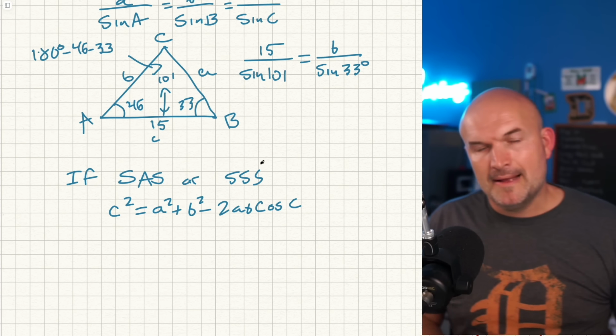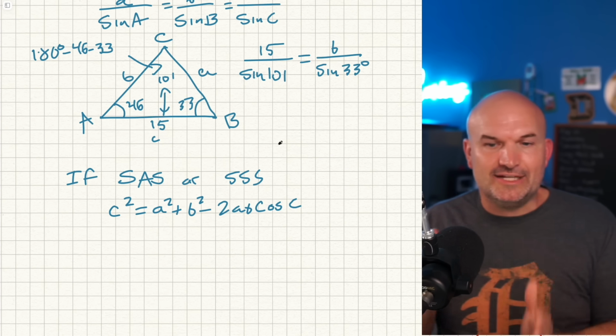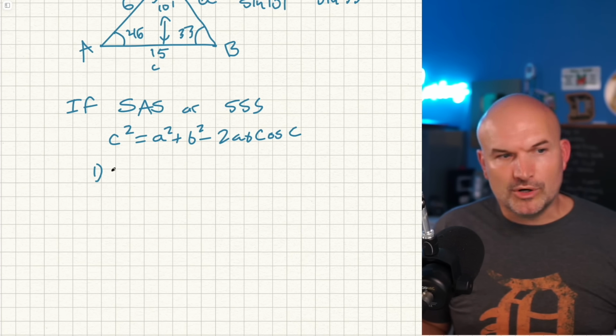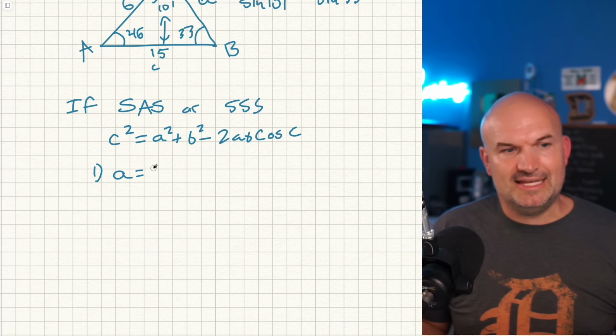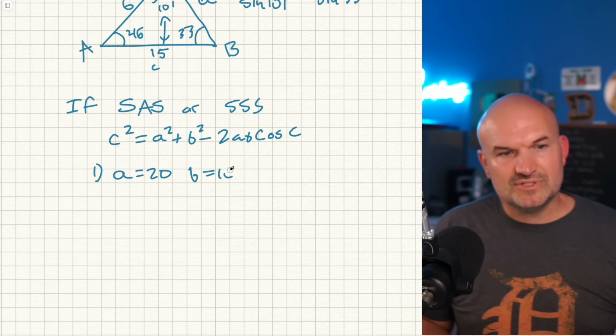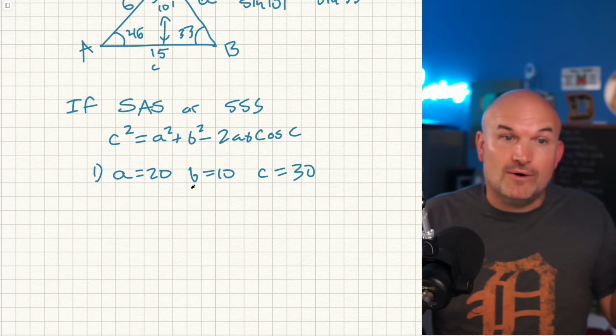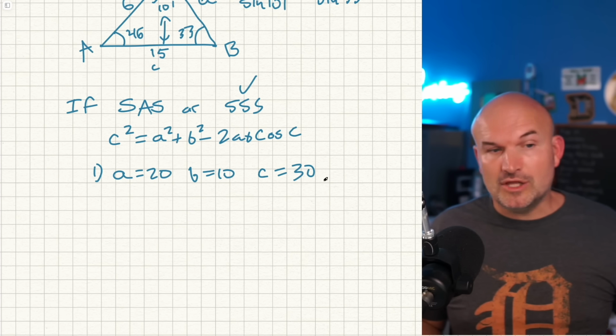I just have this memorized, but I tell students everything is going to be interchangeable. Okay. So here's what's important and where a lot of students will make mistakes as well. Let's say on a problem on your homework or on a test or quiz, you get this: a equals 20, b equals 10, c equals 30. Now these are all side lengths. Okay. So we know, hey, we have side, side, side. I can use the law of cosines.